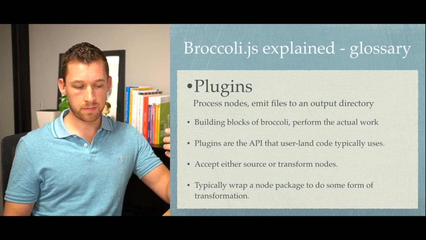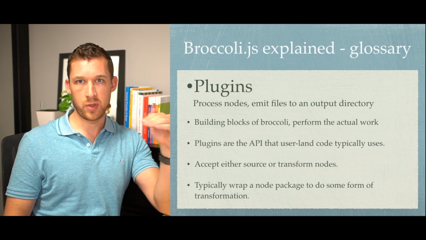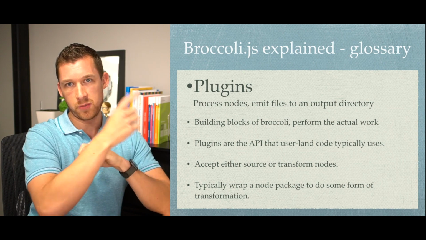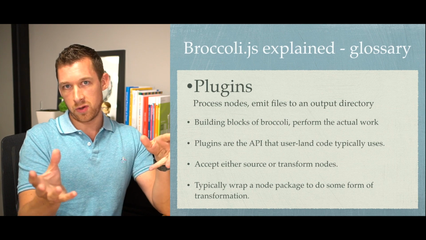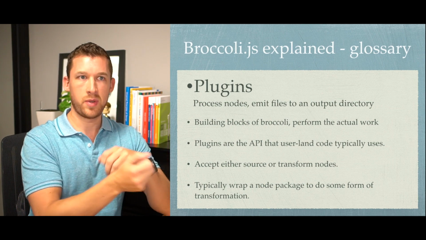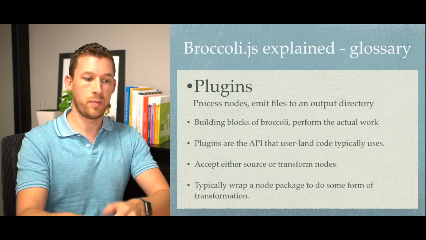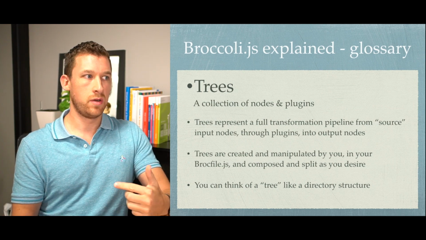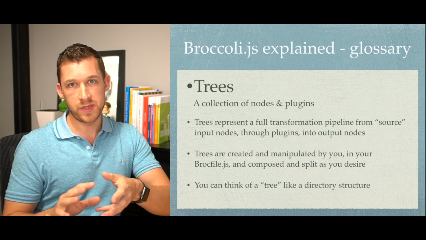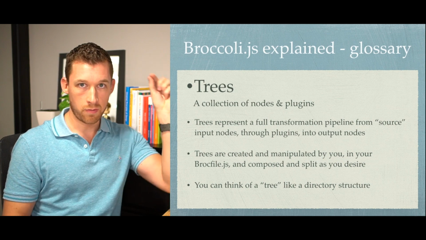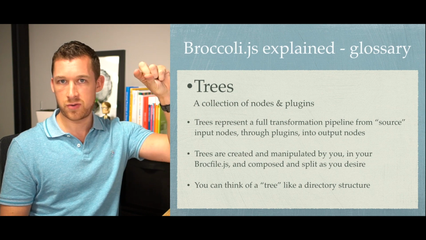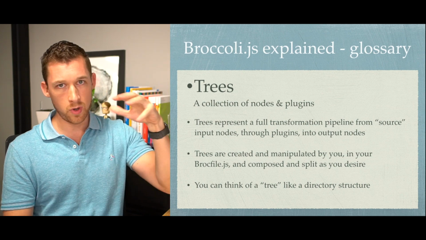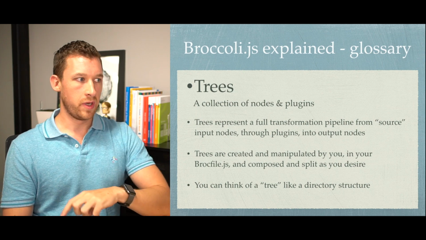And Broccoli provides references to the input directories and an output directory. So from the plugin's perspective, it just loops through the inputs, does work on any JavaScript files that it finds on those inputs, and writes the output to the output directory. So a tree is a collection of nodes and plugins, and they represent the full transformation pipeline from your original source node, your entry point, your app directory or source directory or something like that, through plugins into output nodes.